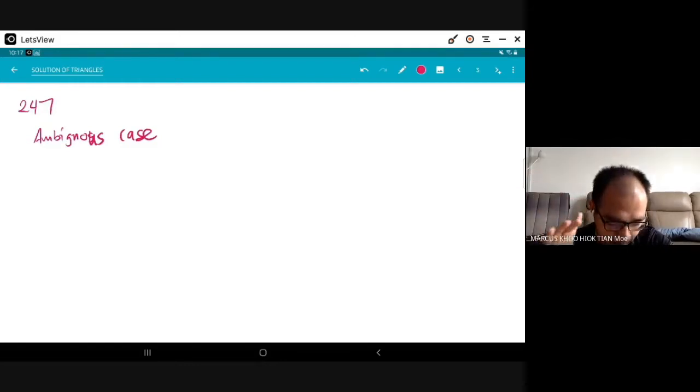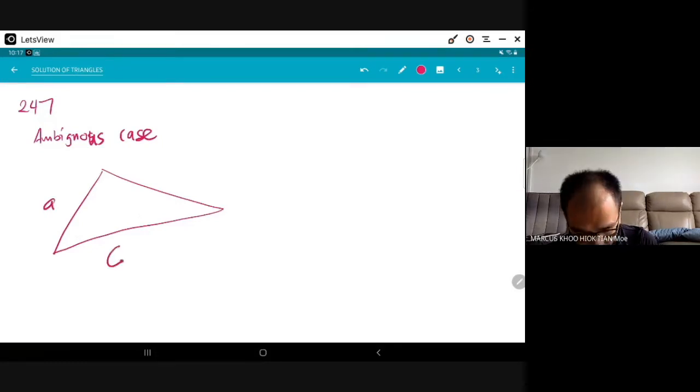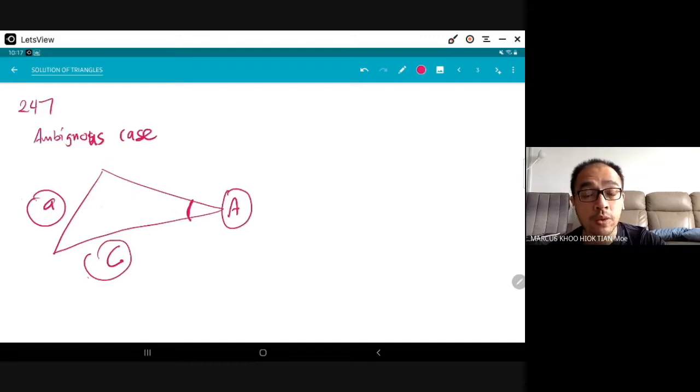So they say the ambiguous case exists if you are given the length of two sides. So for example, you have a triangle. You have sides a and c, and a non-included angle, which is angle A over here. So you're given the two sides, a and c, but you are given the angle A, which is opposite to the side a. And then they say this angle must be acute.